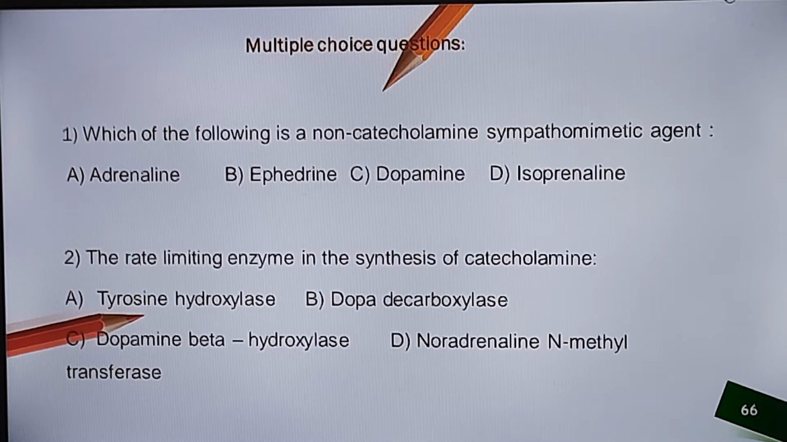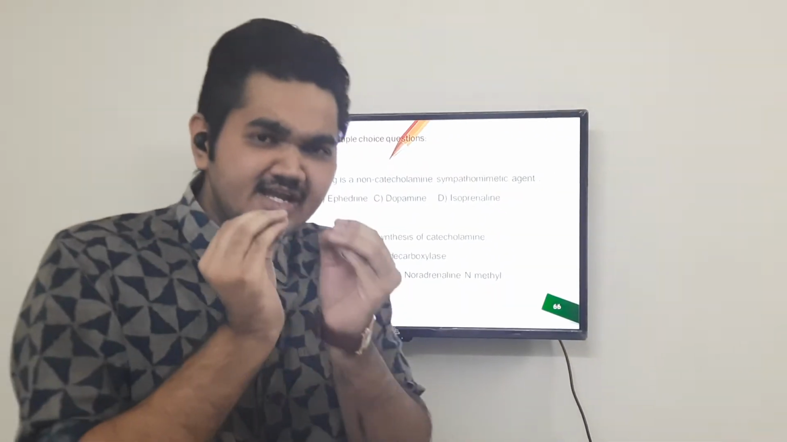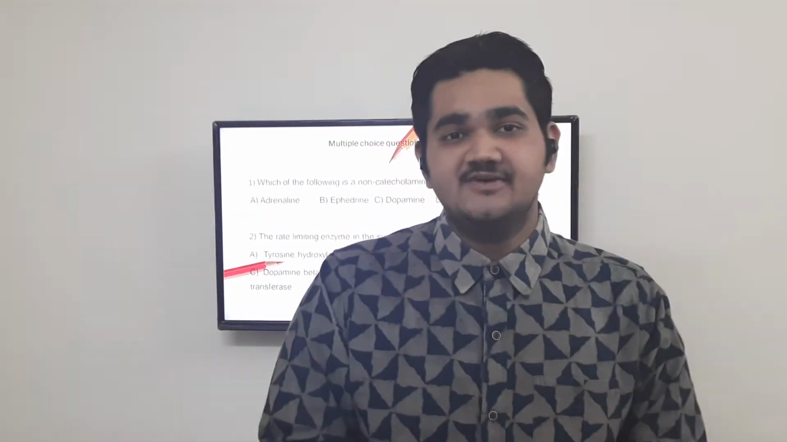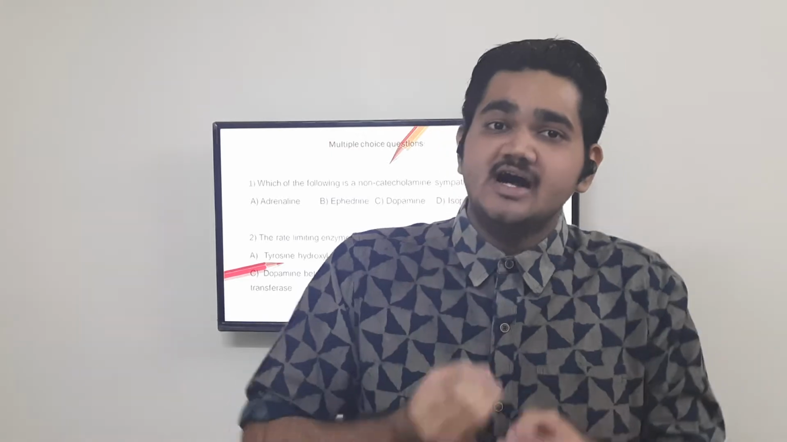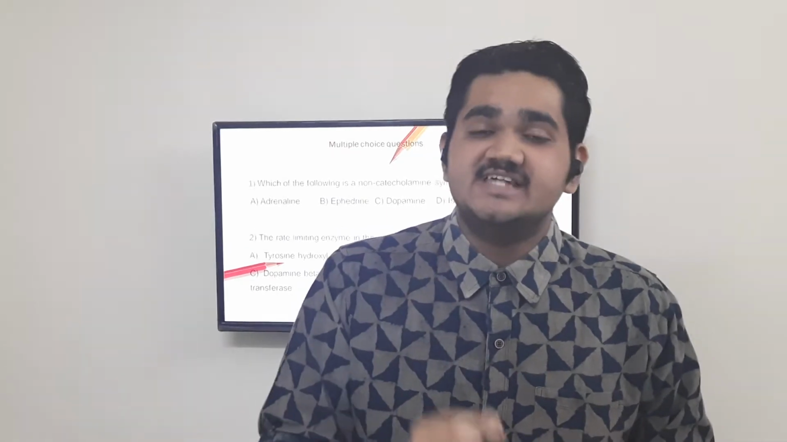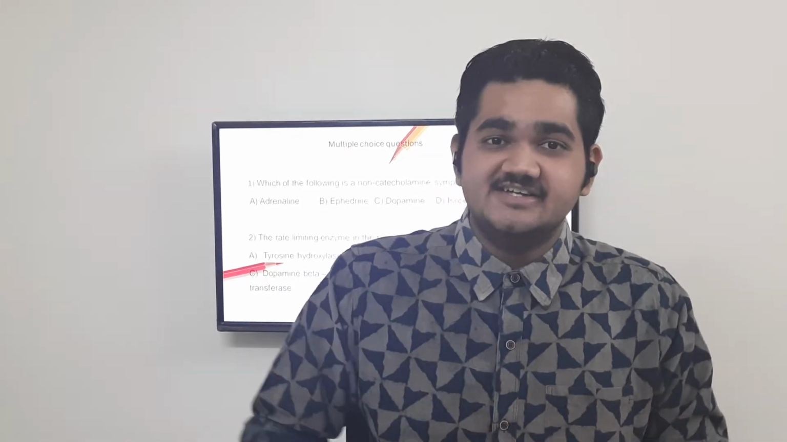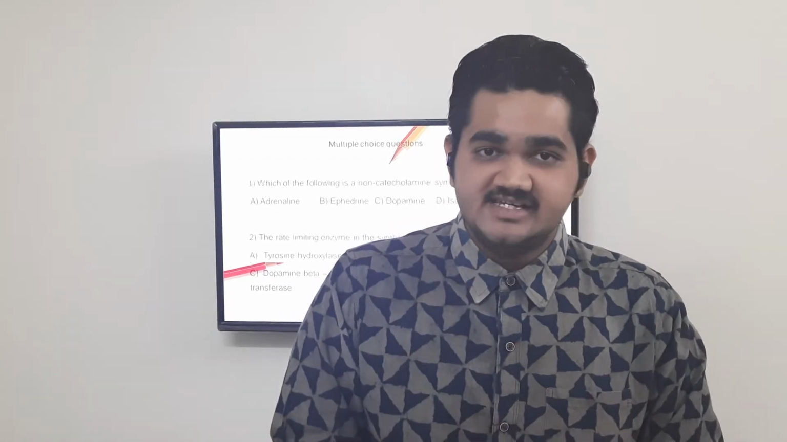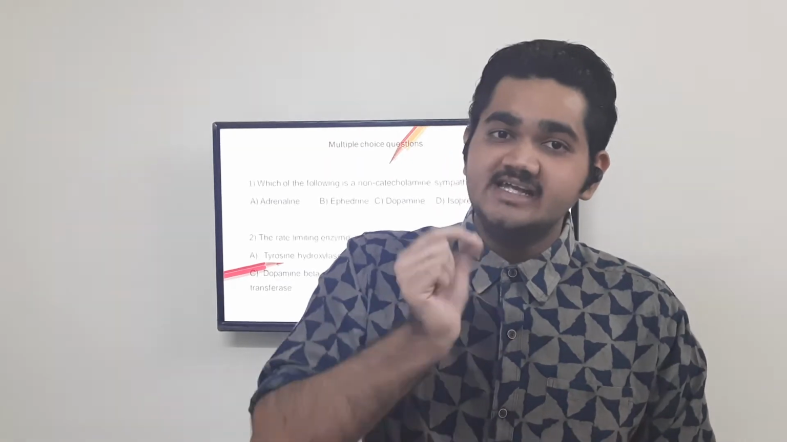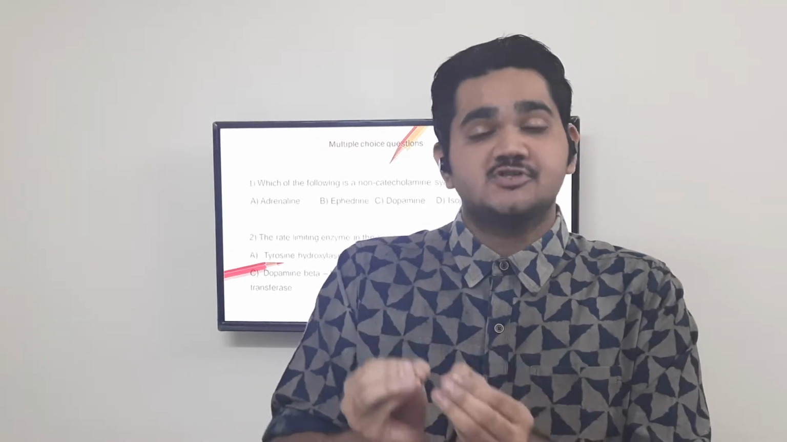Our options are adrenaline, ephedrine, dopamine and isoprenaline. To solve this particular question, we need to understand what is the main difference between catecholamines and non-catecholamines. Catecholamines ऐसे components होते हैं which have a catechol ring or catechol nucleus. Now the question is, what do we mean by catechol ring? ये ऐसी ring होती है which has a benzene ring and on that benzene ring we have OH groups attached at third and fourth position.